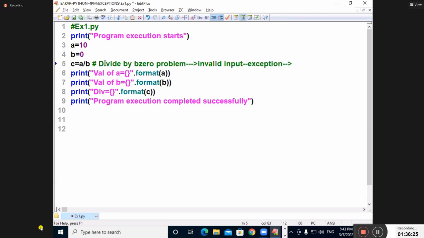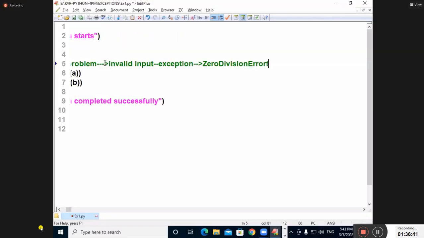When an exception is occurring, what steps are performed? To perform these 3 steps, what is internally created? One object is created. That object is an object of which class? ZeroDivisionError. See, Z capital, D capital, E capital, because that is known as Hungarian notation, or camel case notation.